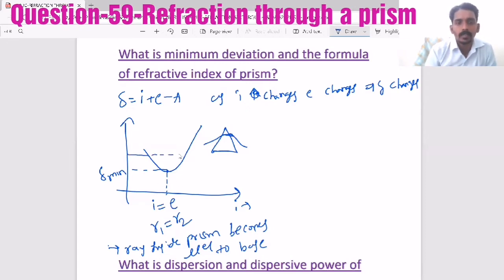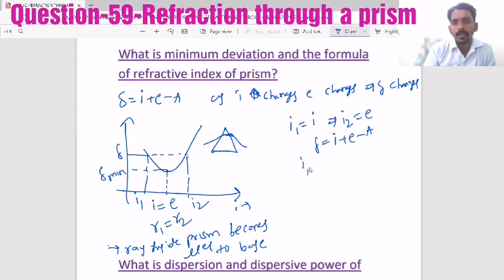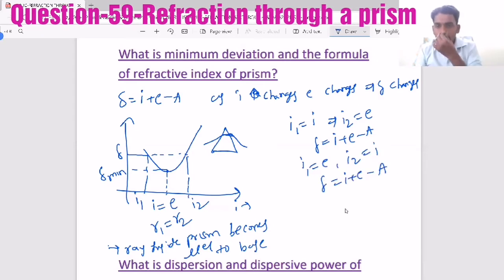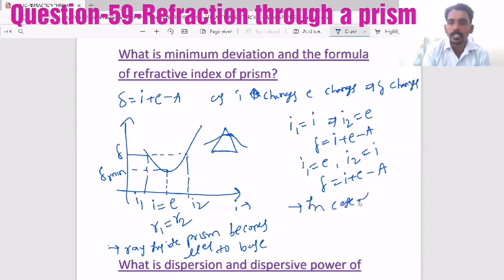Now you take any other deviation value. There are two corresponding angles of incidence, I1 and I2. If I1 equals I, then I2 will become E, so that deviation is I plus E minus A. And if I1 is E and I2 becomes I, then also the deviation is I plus E minus A. So the deviation is the same for every set of two angles of incidence.